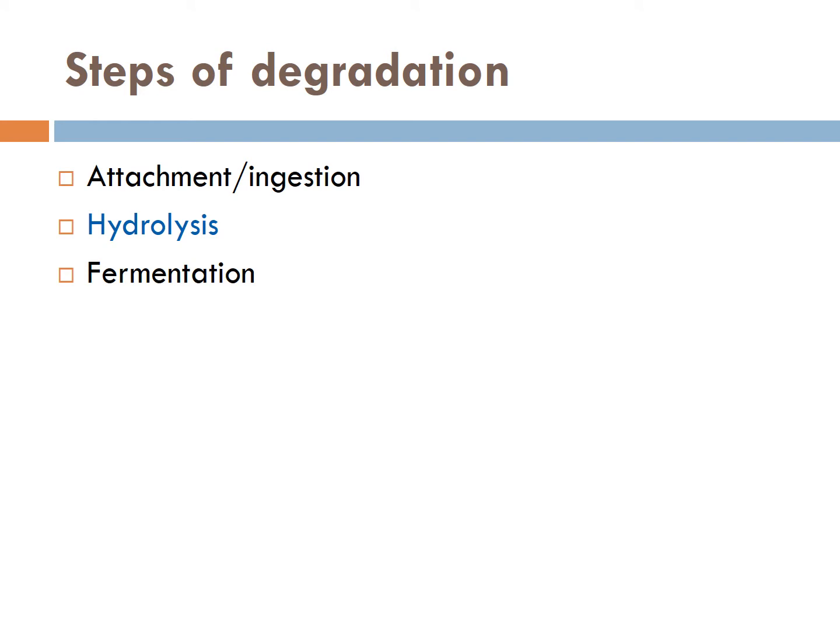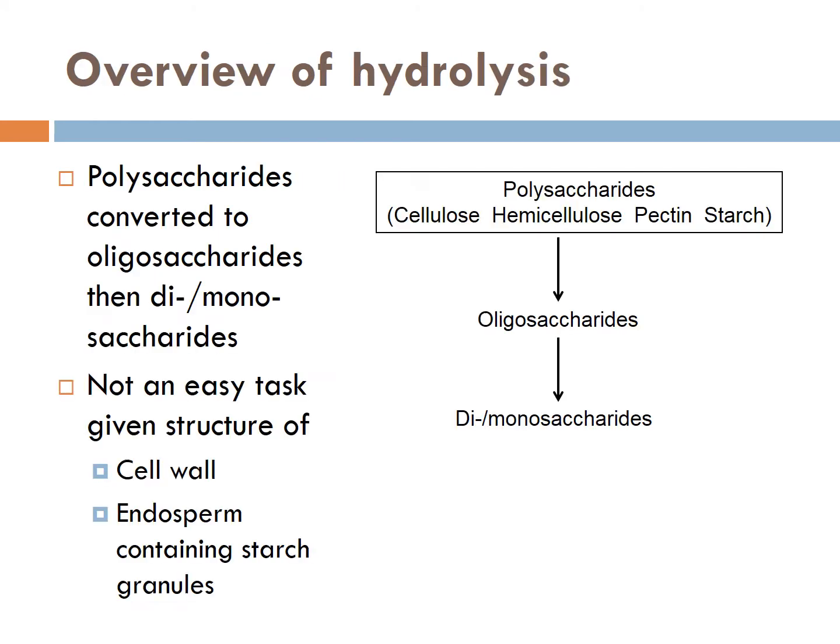After microbes have either attached or ingested feed particles, they begin hydrolysis. During hydrolysis, polysaccharides are converted to oligosaccharides and then to monosaccharides. You can see that to your right, where the polysaccharides include cellulose, hemicellulose, and pectin, which are part of the cell wall, and starch, which is found in the endosperm. This hydrolysis is not an easy task, given the complex structure of the cell wall and the endosperm, which contains starch granules. We'll discuss the structure of each of these in subsequent slides.